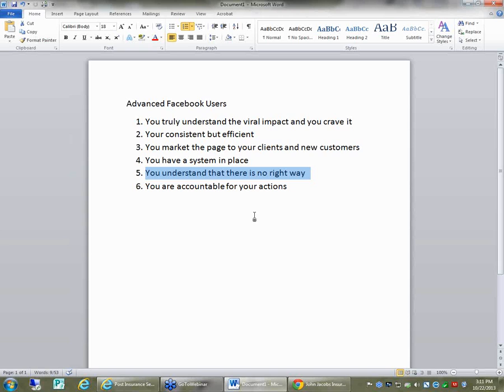So my point is this. Social media is different for everybody. Everybody has their own audience of followers and distribution, and those are different than the other guy's.